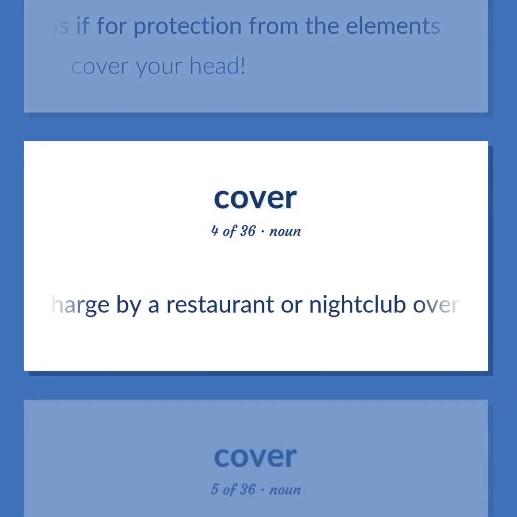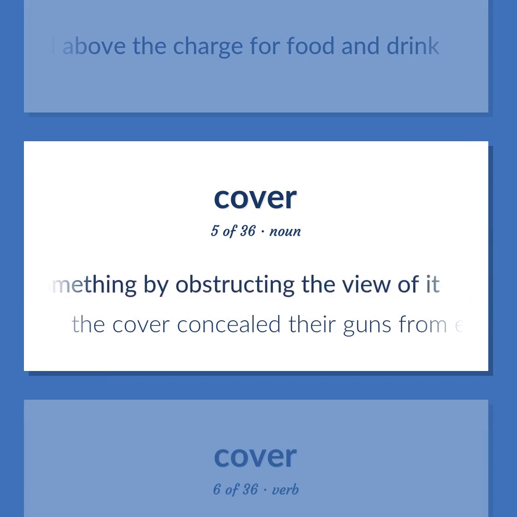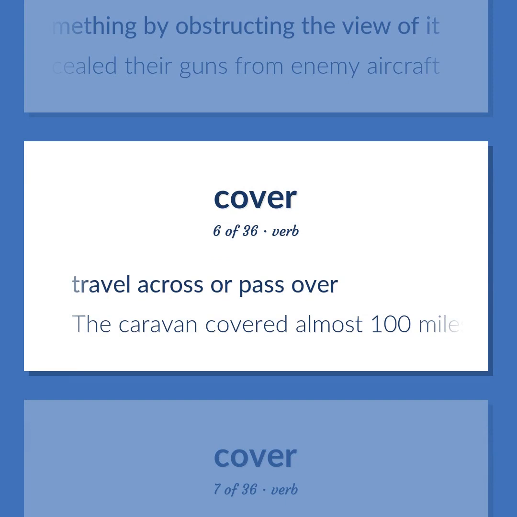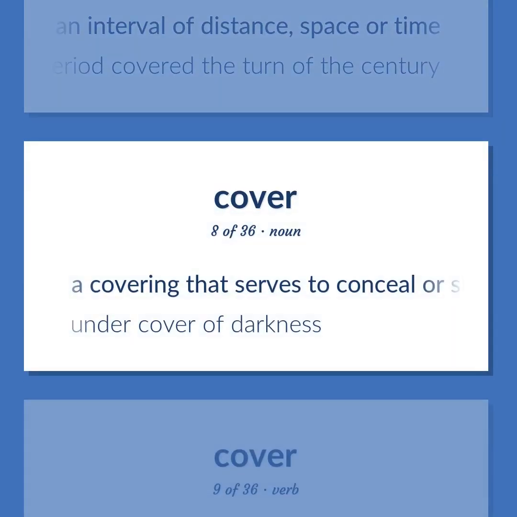A fixed charge by a restaurant or nightclub over and above the charge for food and drink. The act of concealing the existence of something by obstructing the view of it. The cover concealed their guns from enemy aircraft. Travel across or pass over. The caravan covered almost 100 miles each day. Span an interval of distance, space or time. The period covered the turn of the century. A covering that serves to conceal or shelter something. Under cover of darkness.